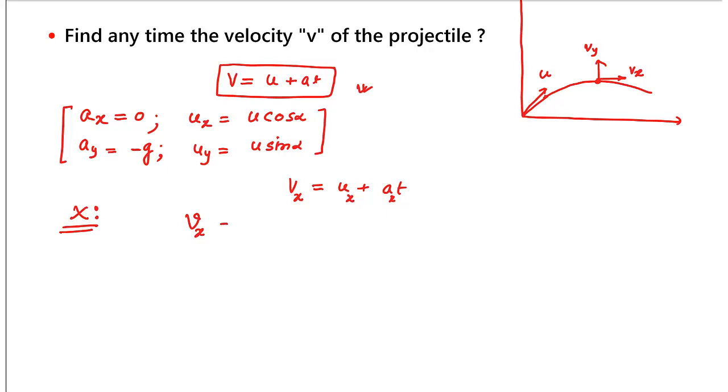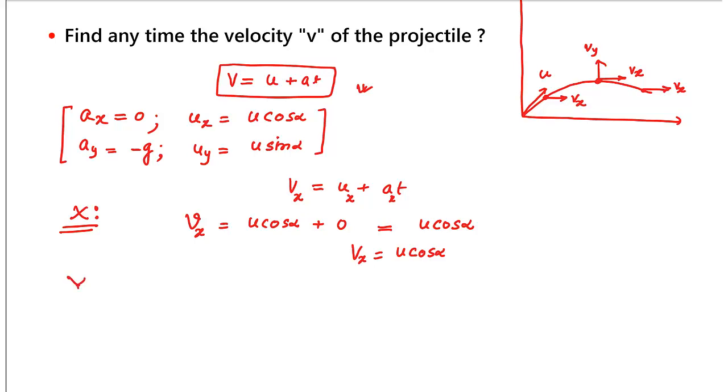So I can write v x is equal to u x, which is simply u cos alpha, plus acceleration in the x direction, which is zero. So v is equal to u plus a t, but there is no t term here, so it is simply u cos alpha. So v x is equal to u cos alpha. Very important point: velocity in the x direction is constant, u cos alpha, and does not depend upon time. Whether the projectile is here, or here, or here, in all cases the velocity in the x direction is simply u cos alpha.